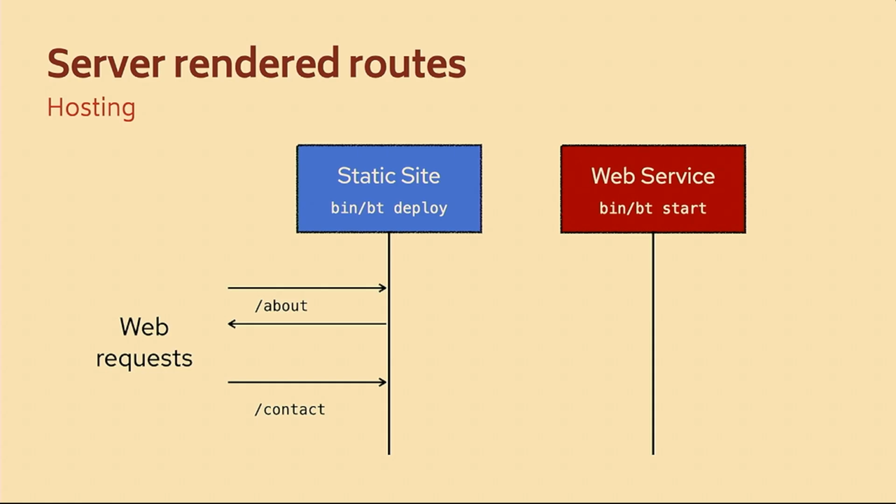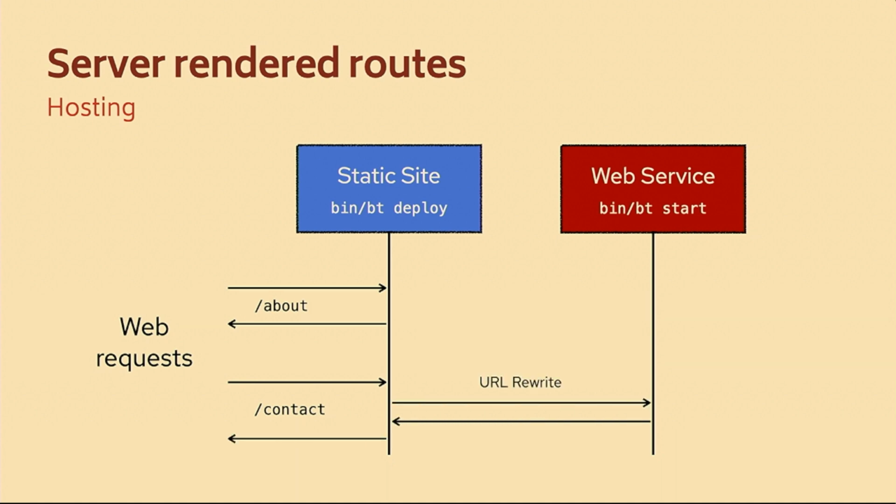If you're using my favorite hosting provider, which is render.com, it's quite easy to deploy two services like this and then do a URL rewrite from one service to the other, so that you're just punching a hole through your static site to the dynamic service. But that obviously comes with a little bit of platform lock-in.